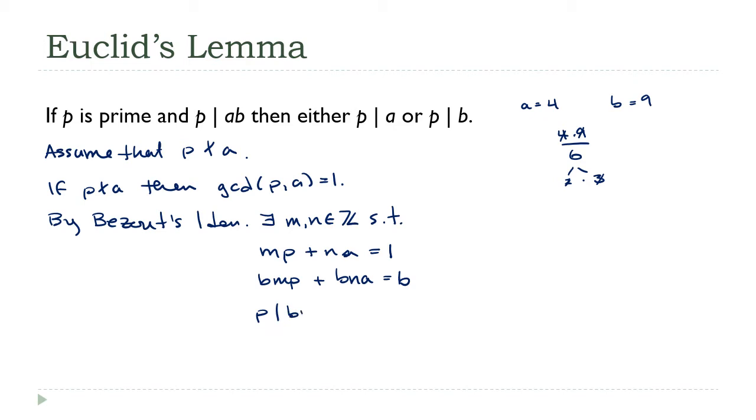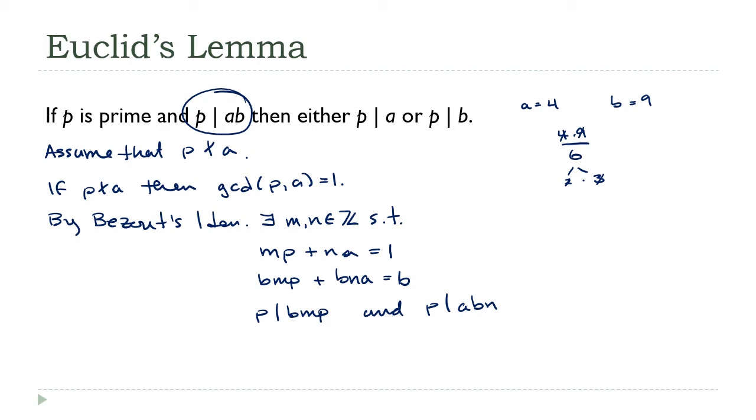First, P divides BMP, obviously, right? BM is an integer, so BMP is an integer. Okay, now the other side, this is also true, right? And P divides, let me rearrange these, A, B, N. I know P divides A, B, N because, remember up here, P divides A, B.